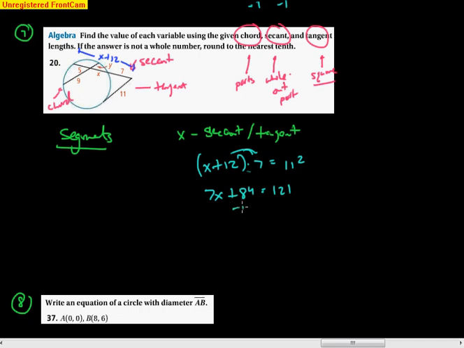And now solve for x. Subtract 84, 7x equals 37. And then divide by 7. And x is 5.3.